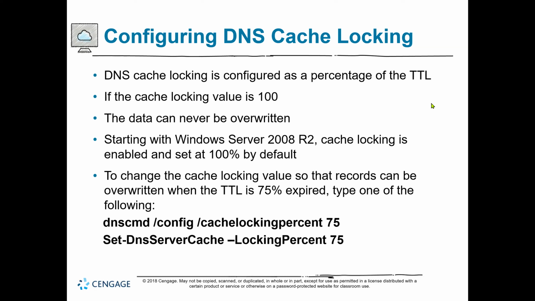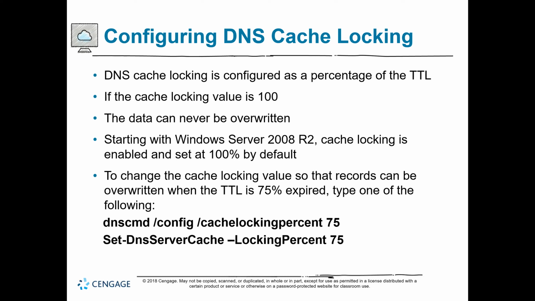Configuring DNS cache locking. DNS cache locking is configured as a percentage of the TTL. If the cache locking value is 100, the data can never be overwritten. Starting with Windows Server 2008 R2, cache locking is enabled and set at 100 by default.